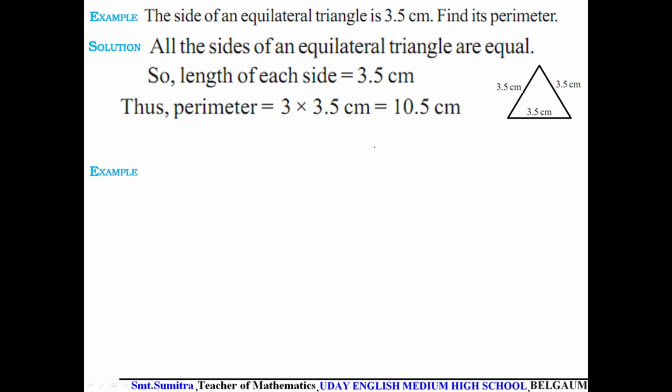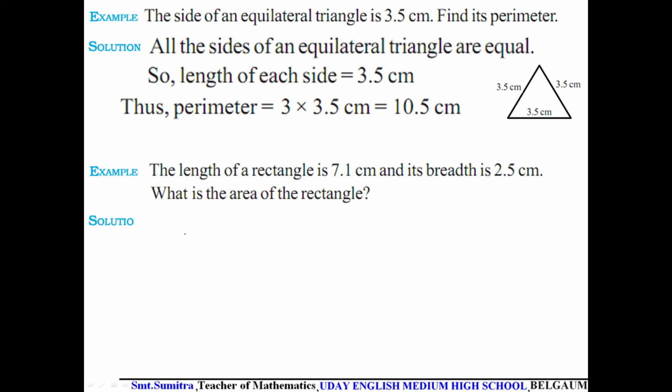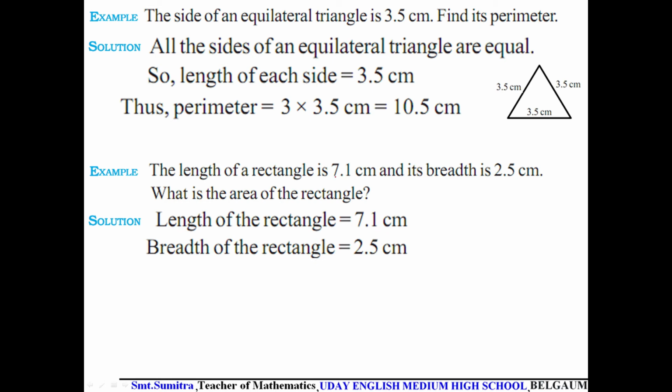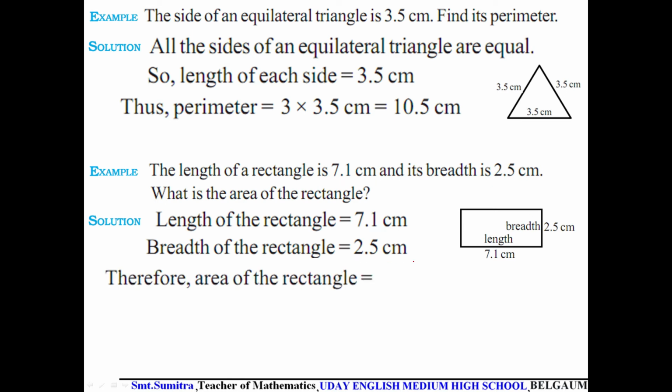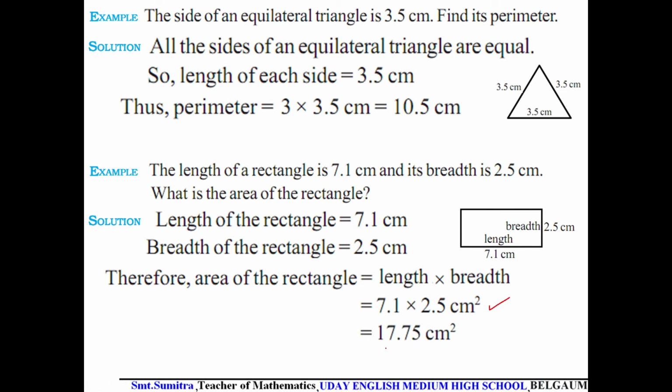Copy the question. I'll answer and explain. Length of rectangle 7.1 centimeter given. Breadth of rectangle 2.5 centimeter given. Question is to find the area of rectangle. Area of rectangle is length into breadth, 7.1 centimeter into 2.5 centimeter, that is centimeter square. Multiply, we get 17.75 square centimeter.